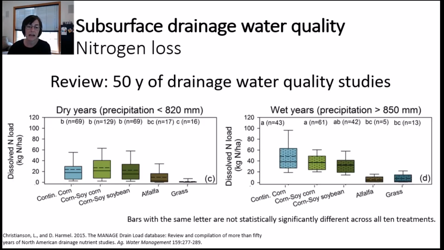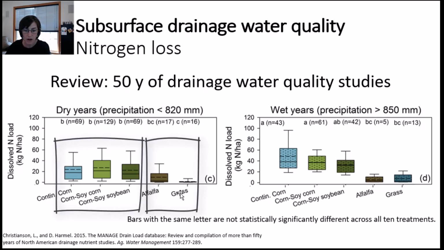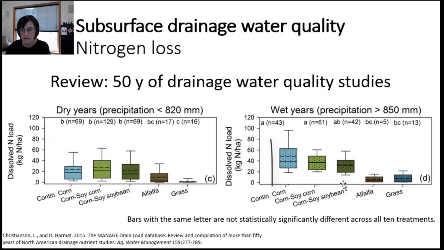Again, here's some data from the managed database that we created, this database that I was telling you about. There's a clear signal that annual crops versus perennial crops have greater N losses. You'll see this both in dry years. Here are the annual crops, and then here are the perennial crops. And in wet years, same trend, even more apparent, annual crops versus perennial crops.